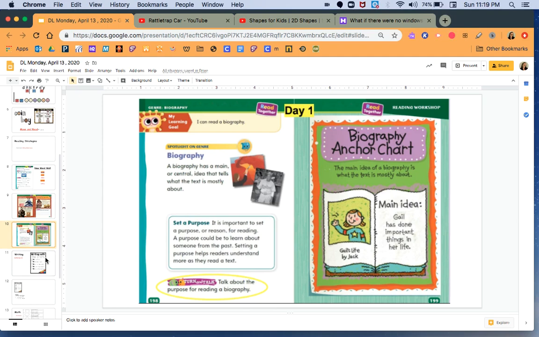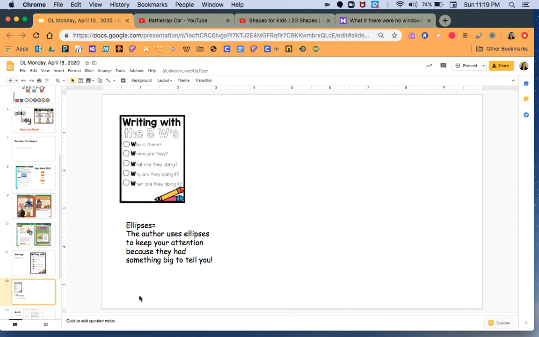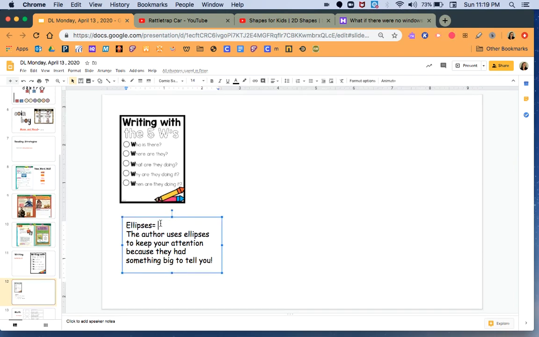Okay. So today for writing, we're actually going to be listening to a read aloud about a story called The Rattletrap Car. When we read The Rattletrap Car, I want you to think about something that the author uses a lot, and those are called ellipses. Ellipses is what the author does to keep your attention because they have something really big to tell you. So if you see an ellipsis, it usually has those extra dots, and then it has something else afterwards. And I want you to see how the author uses it today.